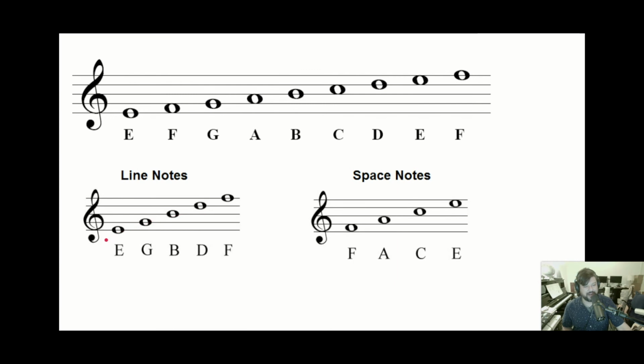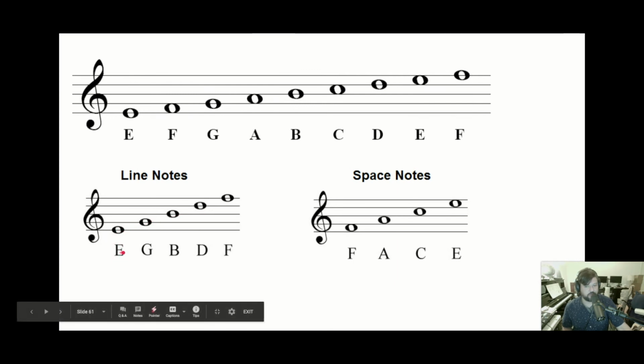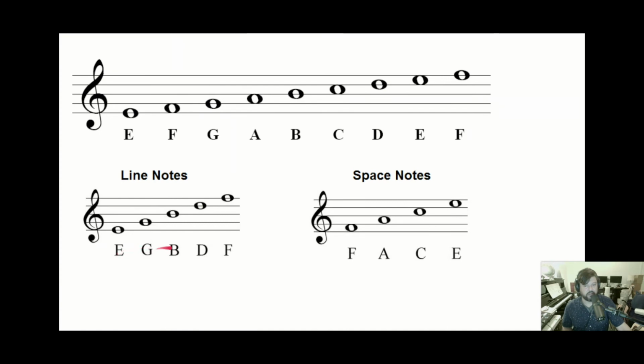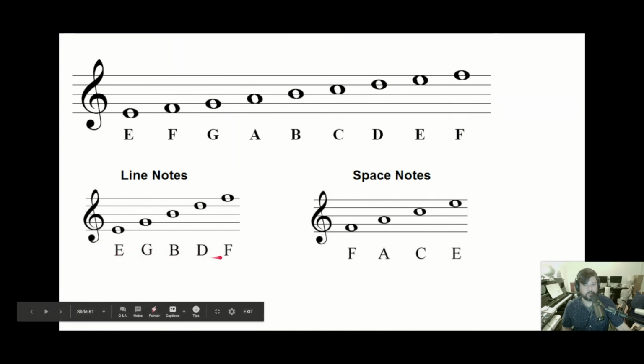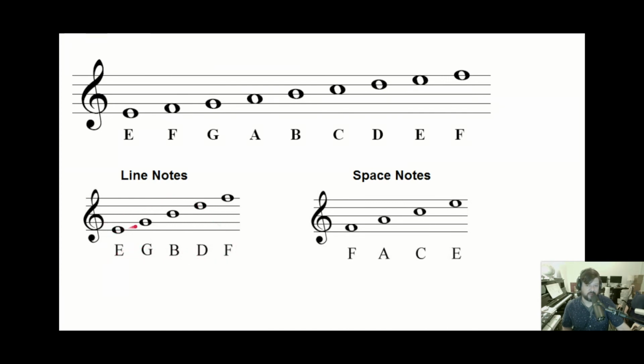The line notes are kind of easy to memorize because usually people will come up with a little saying like, every good boy does fine, or every good boy deserves fudge. And that's how they kind of remember the names of the letters, right? And here's an E, but if you wanted an E flat, you just throw a flat in front of that note, and then you have an E flat.